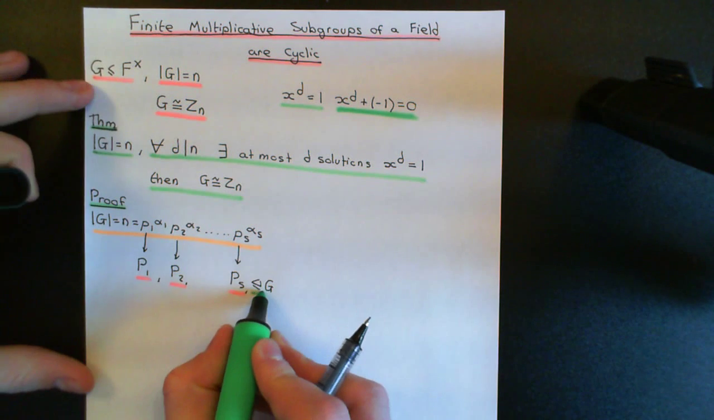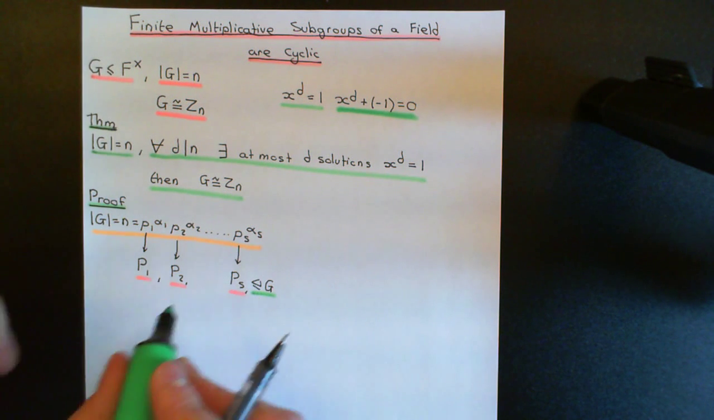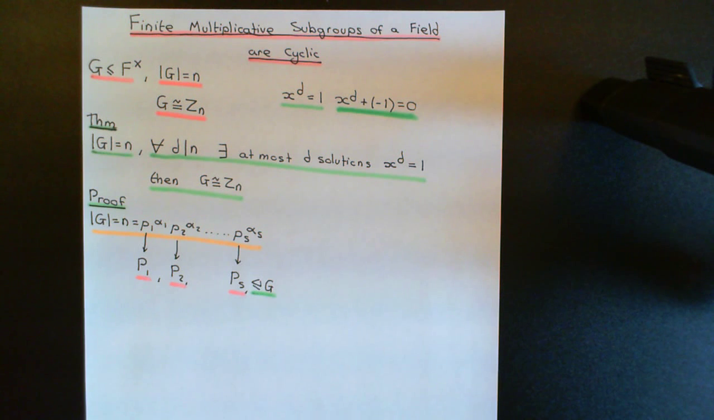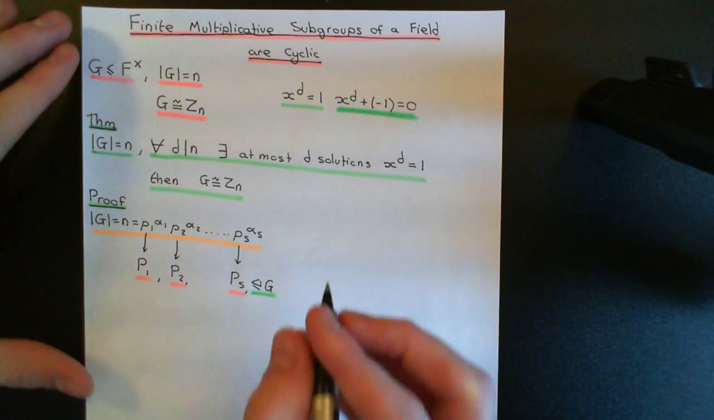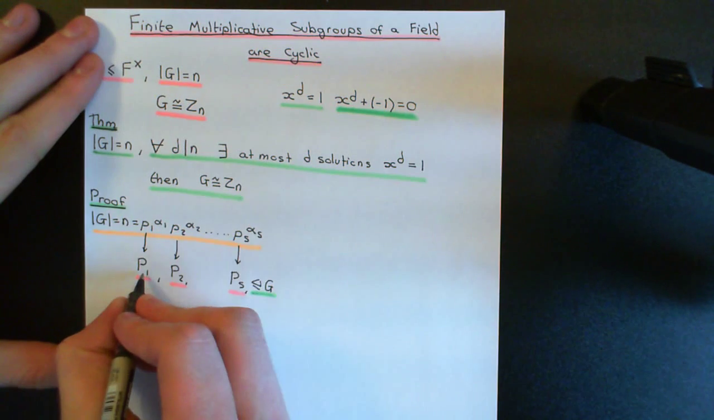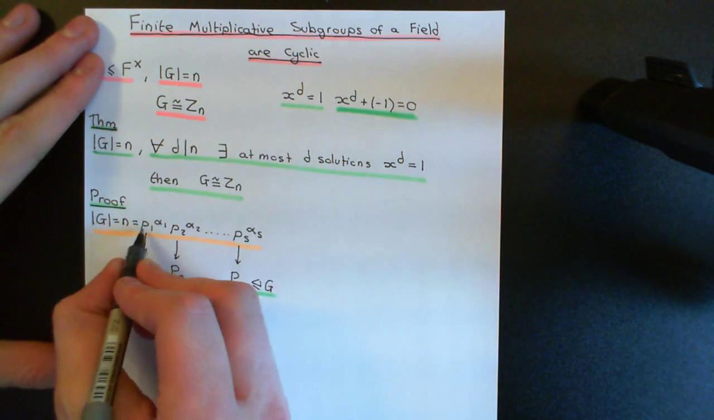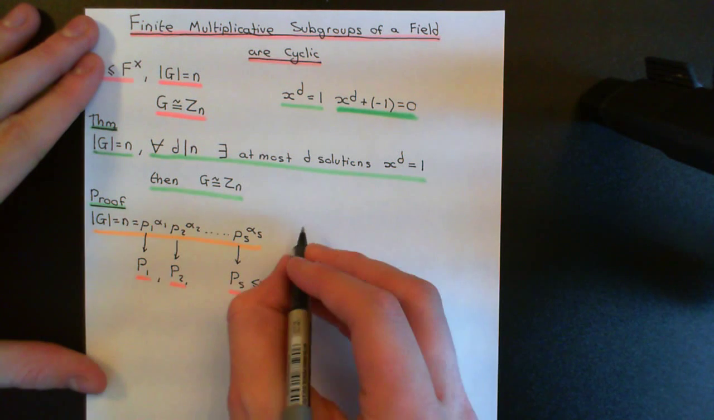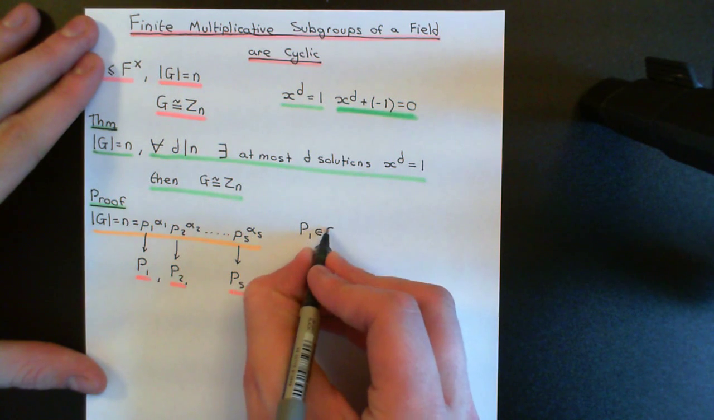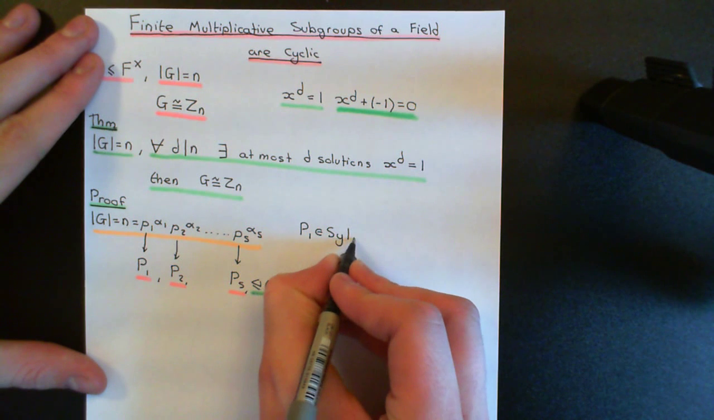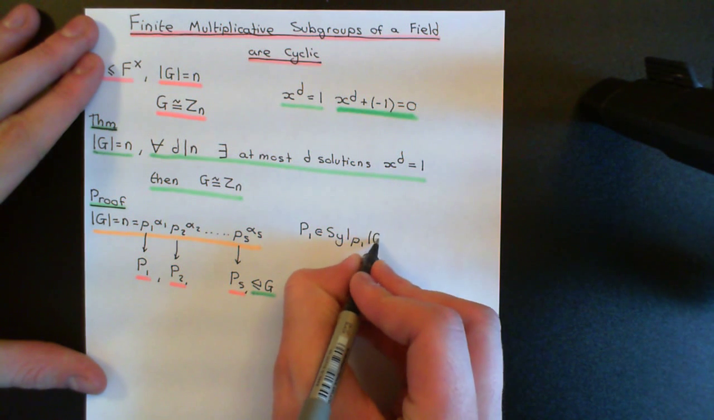Right, so how can I prove that there can only be one Sylow subgroup for each of these primes, p1, p2, all the way up to ps? Well, the reason is this. Let's just do the argument for the prime p1. So capital P1 is an element of the set of all Sylow little p1 subgroups of G.